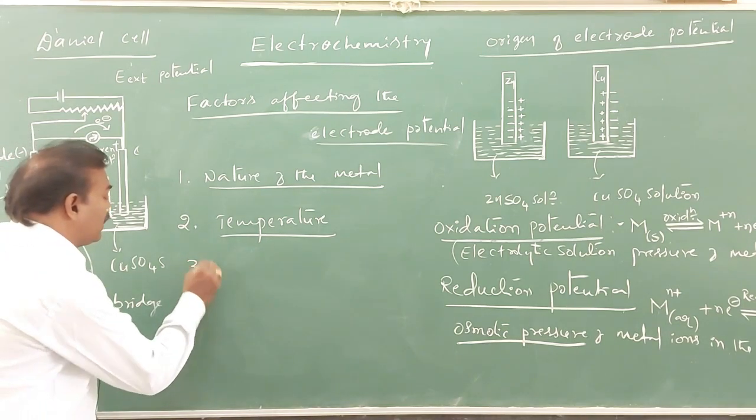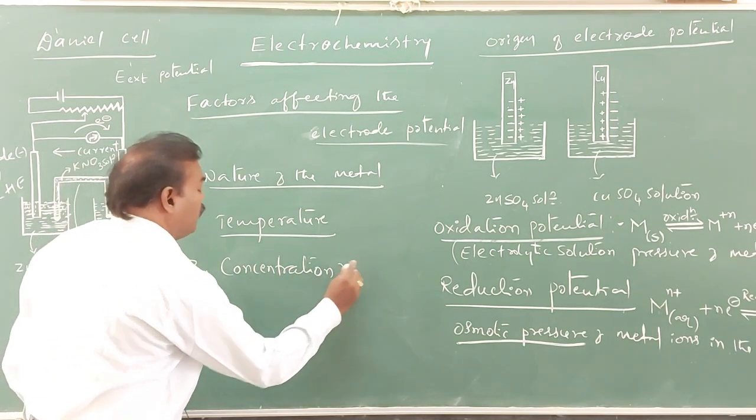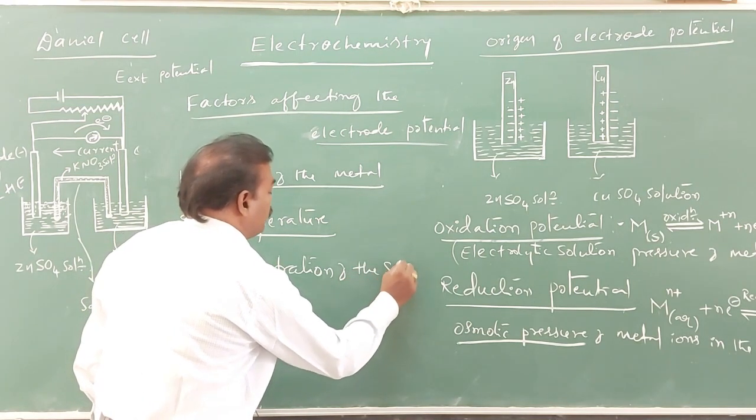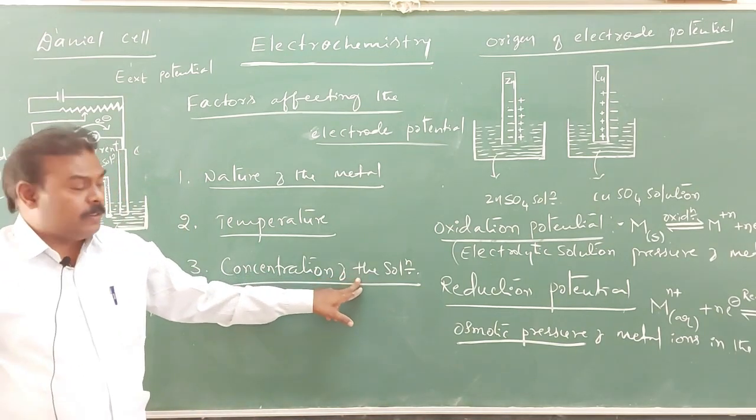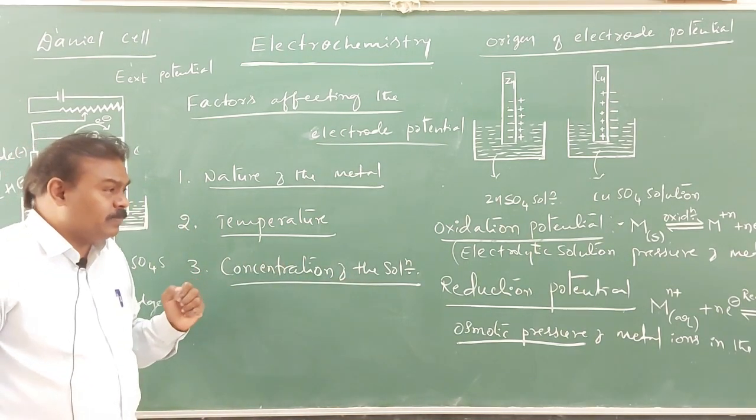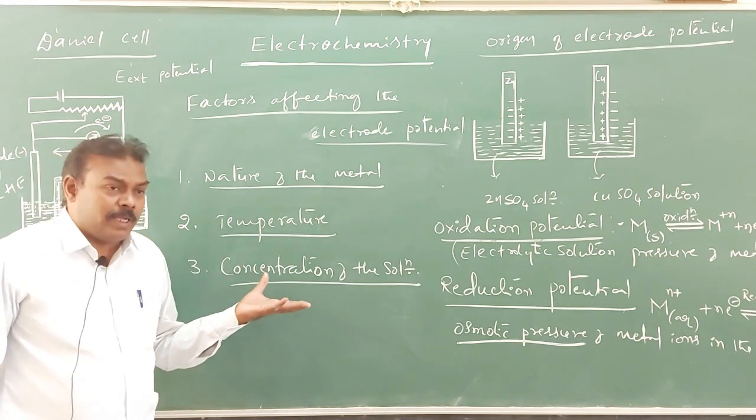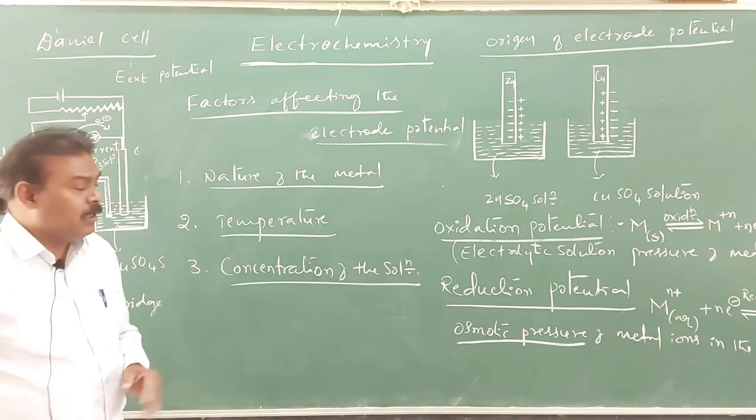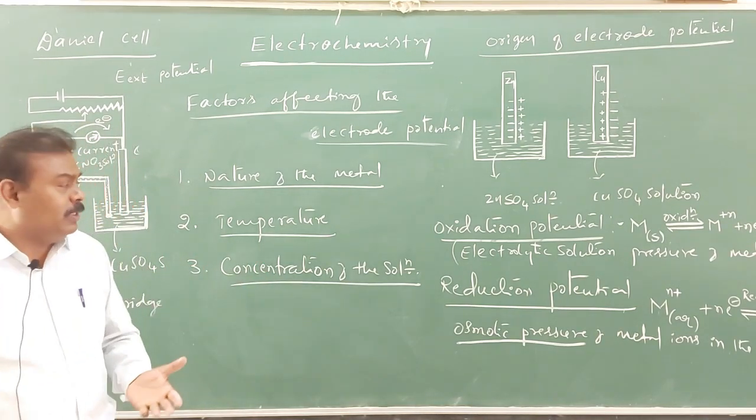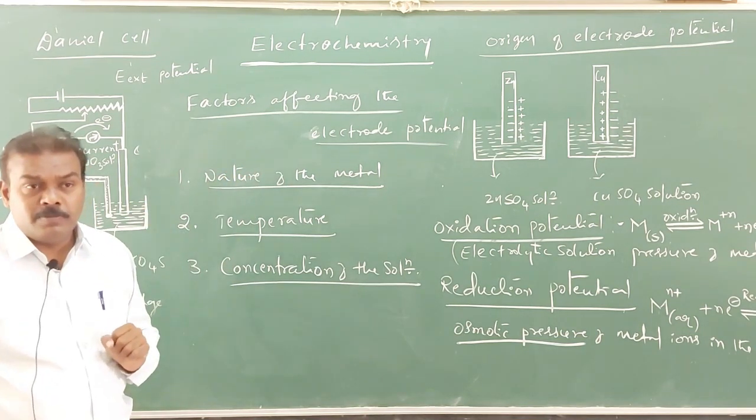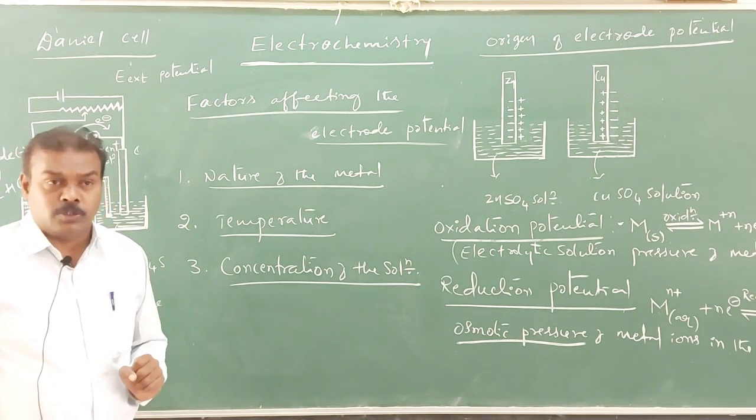And one more factor is called concentration of the solution. Concentration of the solution means the electrolytic solution we take. The number of ions will be more in the more concentrated solution, and the number of ions will be less in the dilute solution. As the number of ions, or the concentration of the solution, increases, the value of the electrode potential changes. It means as concentration increases, the electrode potential value also changes.